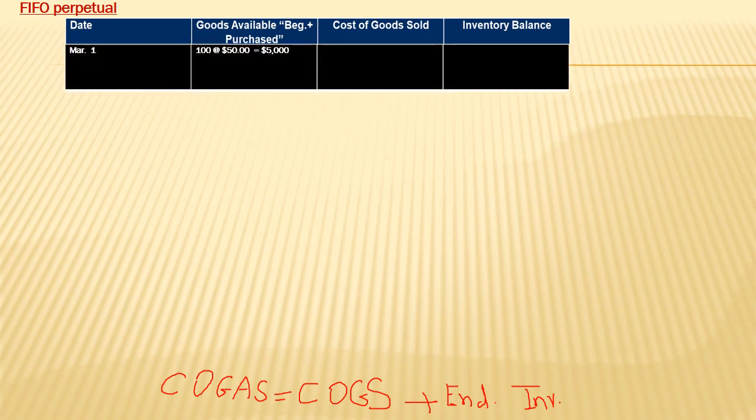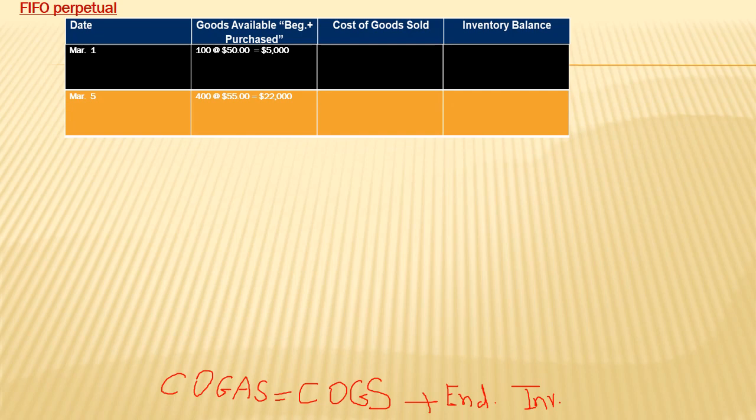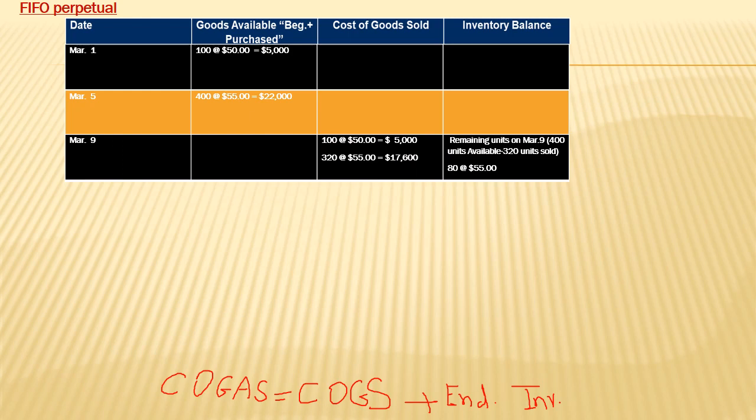Okay, for the first day, March 1st, I have beginning inventory with 100 units at a cost of $50 per unit. Then on March 5th, I purchased 400 units at a cost of $55. On March 9th there is a sale in which 420 units are sold. At how much cost?